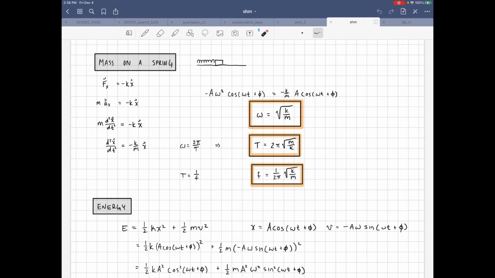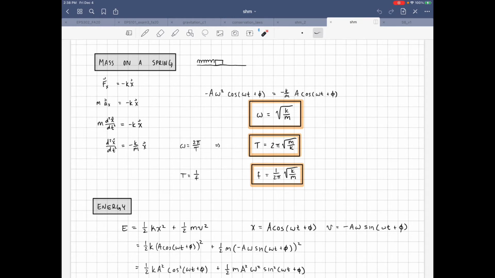Now, since this is the only force acting on our object, or the net force is really all that it needs to be, then our net force has to equal our mass times acceleration. And acceleration is just the second derivative with respect to time of the position function. And so we end up with an expression right here that relates the second derivative of position to the position function itself.